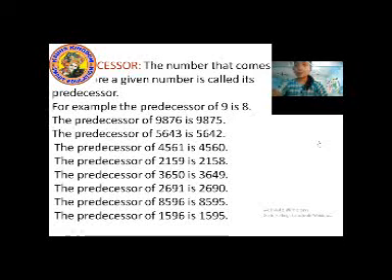In the same way, the predecessor of 1596 is 1595.